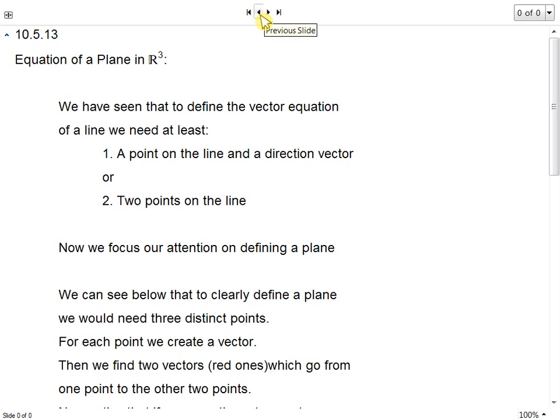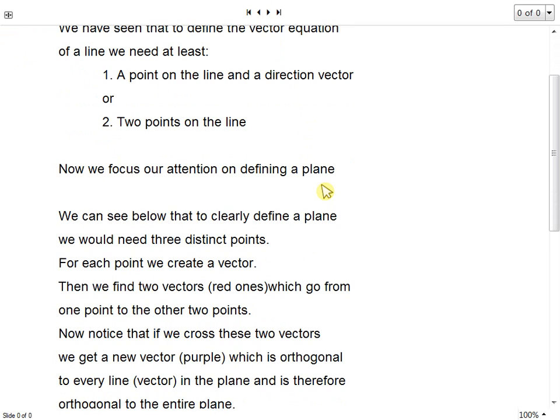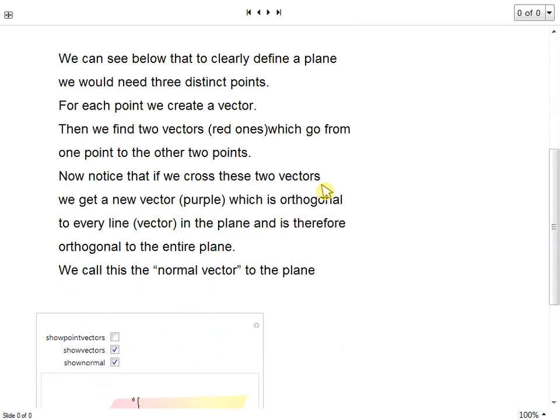We have seen, though, that to define the vector equation of a line, we need a point on the line and a direction vector, or someone could also give us 2 points on the line. We could still get it. We now focus our attention on defining a plane. We can see below that to clearly define a plane, we would need 3 distinct points, right?